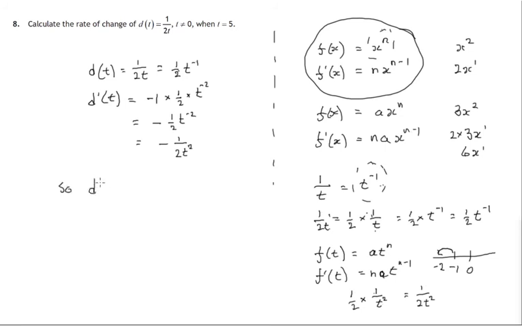So d dashed, the rate of change of d when t is 5, just replace t by the value 5. So we get -1 over 2 times 5 squared. That's -1 over 2 times, now you do the squaring of 5 before you double. So that's 2 times 25. So d dashed of 5 is equal to -1 over 50. -1/50.